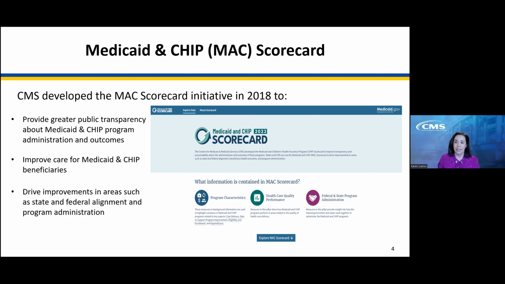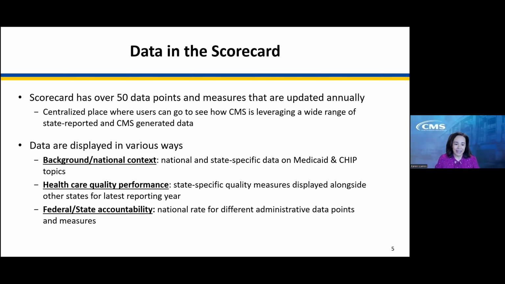We want this information to lead to improved care for our Medicaid and CHIP beneficiaries, but also drive improvement in things like federal and state program administration. We've got lots of data in the scorecard, but really are using this to try to reflect the Medicaid and CHIP program or some key aspects of it. So we have over 50 data points and measures that are updated annually. If you don't know about the scorecard, it's a centralized dashboard where anyone can go in on Medicaid.gov and see how CMS is leveraging a wide range of state reported and CMS generated data.